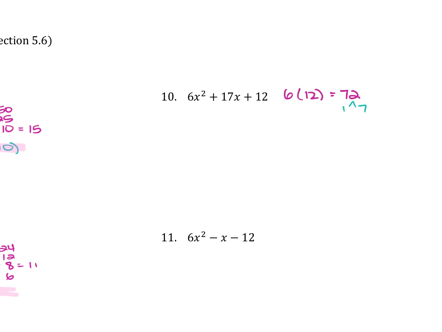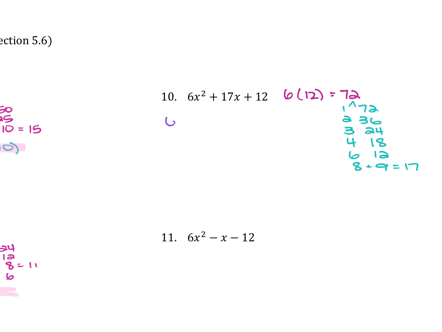So we have 1 and 72, 2 and 36, 3 and 24. 4 goes in 18 times. 5 does not go into 72 evenly. 6 goes in 12 times. And then 8 goes in 9 times. If you add your 8 and your 9, that gives you your positive 17 that you're looking for.